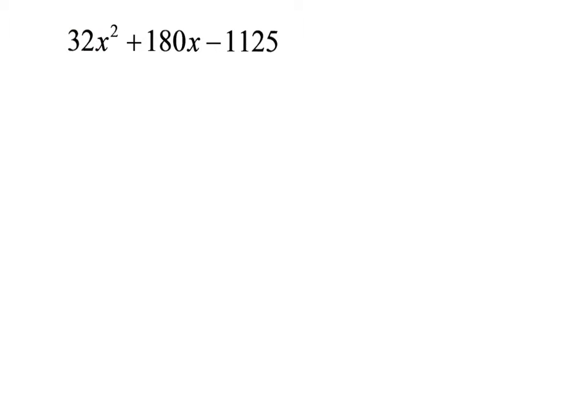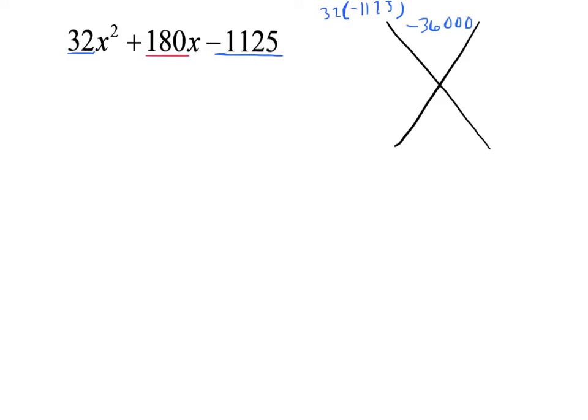Step 1, set up your puzzle, and we're looking for the product of 32 and negative 1125. And that is only negative 36,000. Okay, the B value here gets written down below, 180. And I'm going to look for mystery numbers R and S such that R times S is negative 36,000 and R plus S is positive 180.